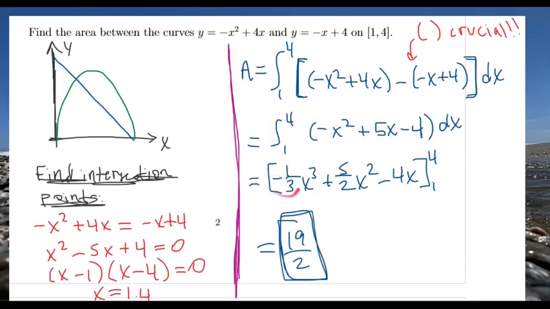Then we do the antiderivative. So this changes to negative 1/3 x cubed. This changes to 5 halves x squared. This changes to minus 4x, from 1 to 4. And then when you plug 4 in and subtract what you get when you plug 1 in, you get 19/2 is the area between the curves.